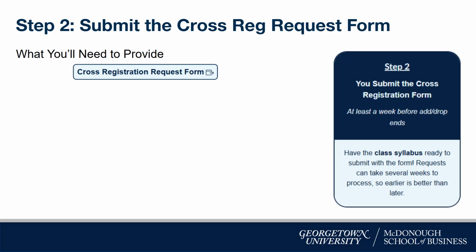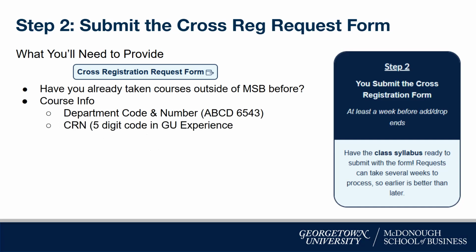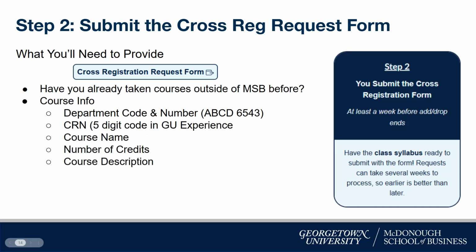To prepare to submit your request, you'll need the following information. How many credits have you previously taken outside of MSB? Remember, no more than 13.5 credits are allowed, and a maximum of 6 can come from the School of Continuing Studies. You also need the course information, such as course numbers and the CRN.